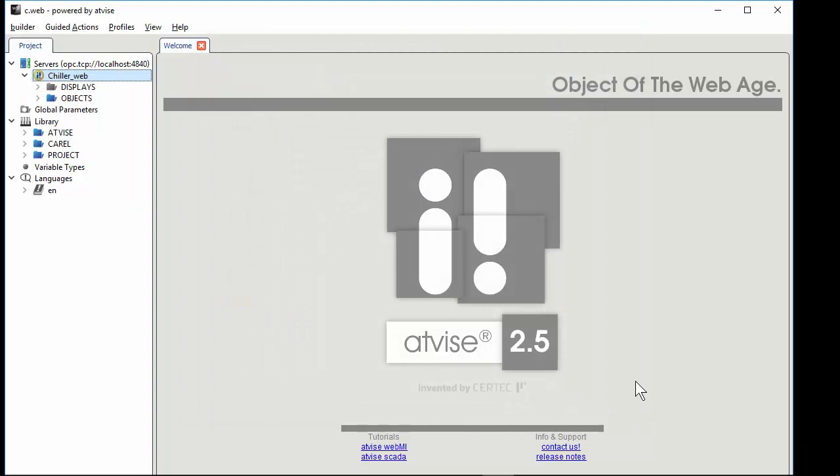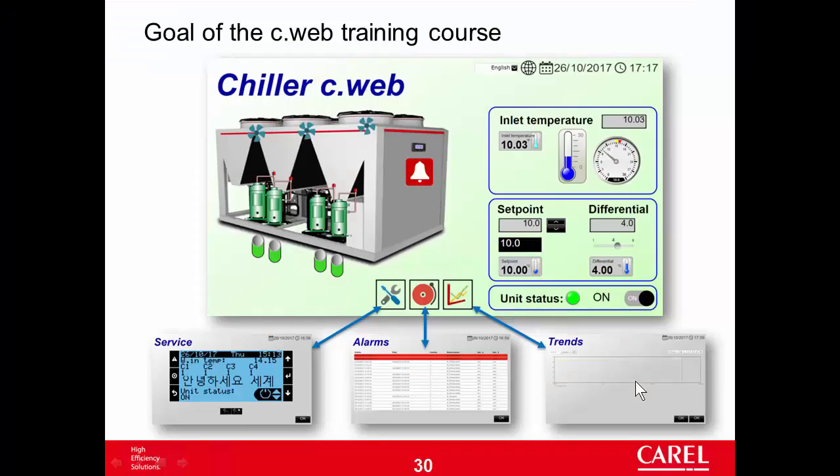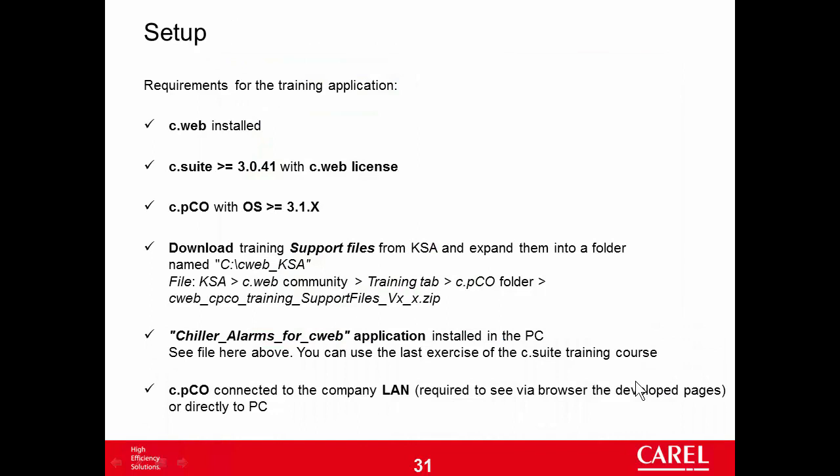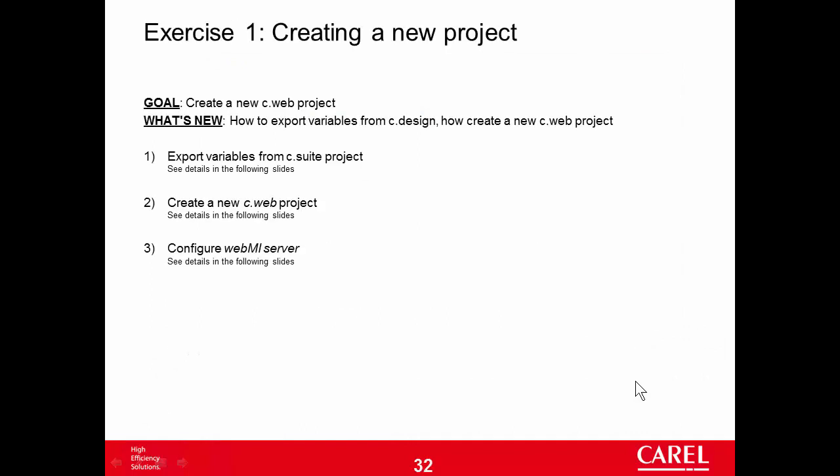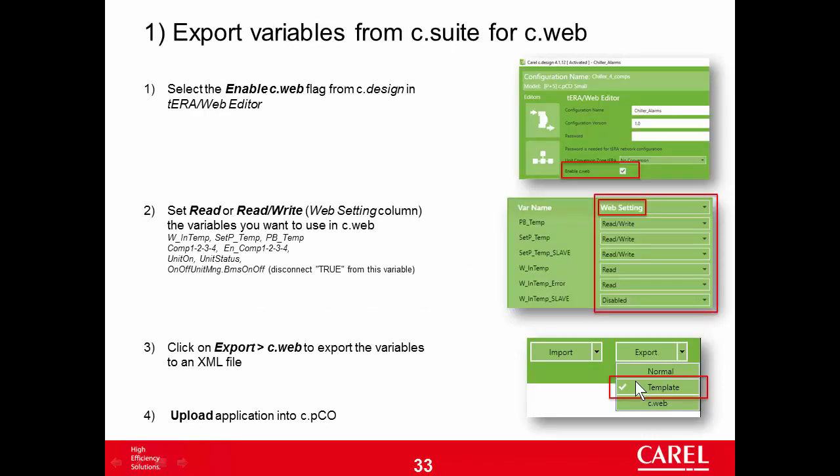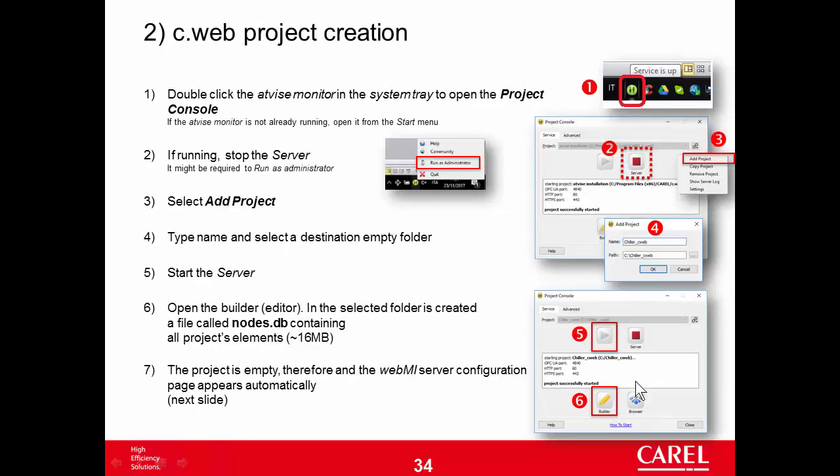Well, we have finished the first exercise. We have seen what the complete project will be, what the requirements are, and the three steps for the first exercise. Step one, we have to select the variables that we want to use in the web server, in the C.WEB pages, and export the variables into a file. Upload, of course, this configuration into the controller.